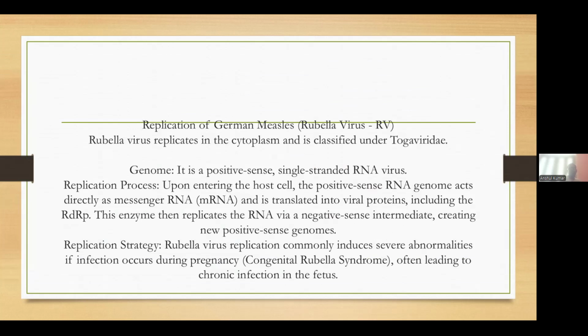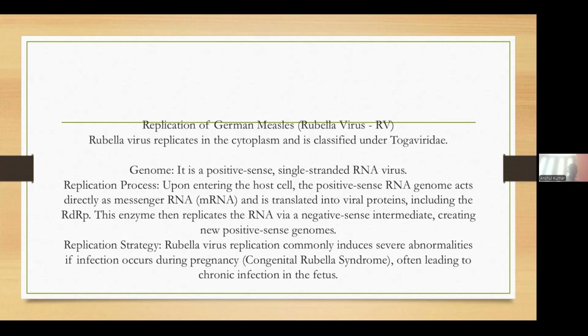Replication of German measles: rubella virus replicates in the cytoplasm and is classified under Togaviridae. Its genome consists of a positive sense, single-stranded RNA. So remember that measles, or morbillivirus, is a negative sense single-stranded RNA virus, whereas German measles is a positive sense single-stranded RNA virus. Upon entering the host cells, the positive sense RNA genome acts directly as messenger RNA and is translated into viral protein.